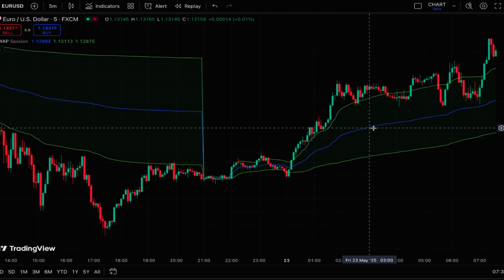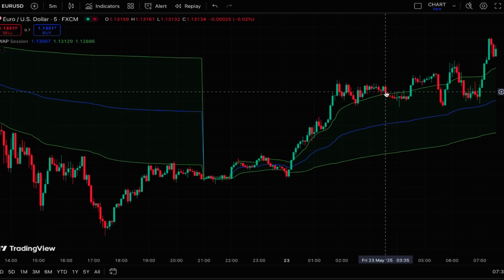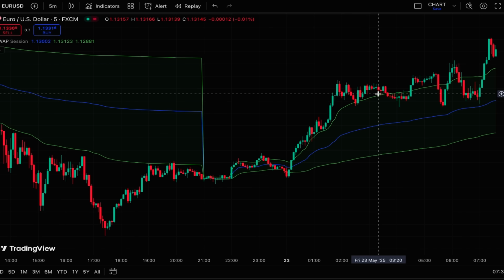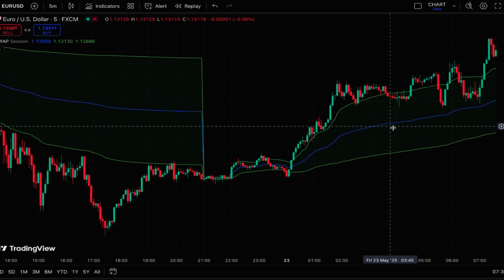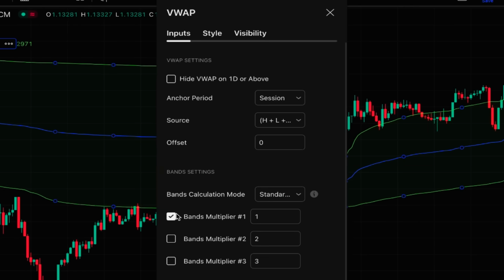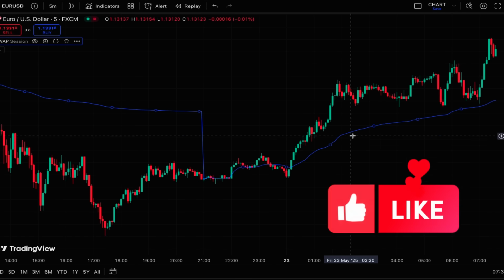This blue line here is VWAP, volume weighted average price, and these green lines above and below the VWAP line are placed one standard deviation from the VWAP line, and they can help you with identifying areas where the price is far above or below the average. First, we go to the settings of the indicator and we remove the bands so the chart will be less cluttered and I can better explain the VWAP line.